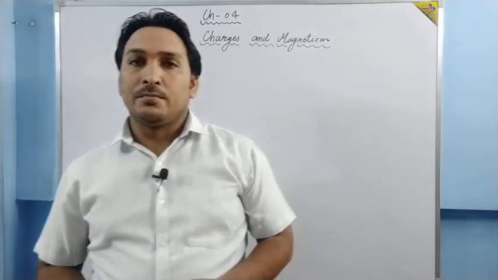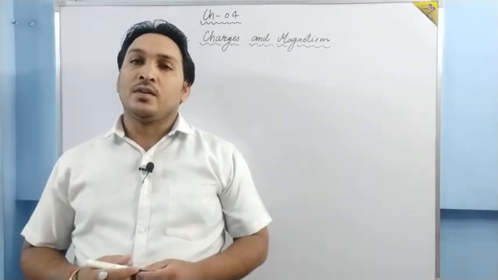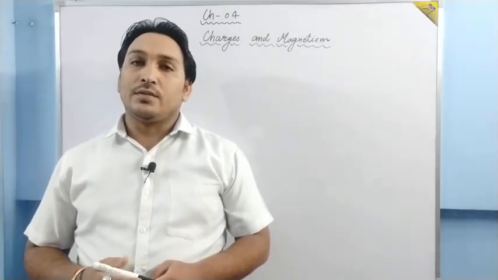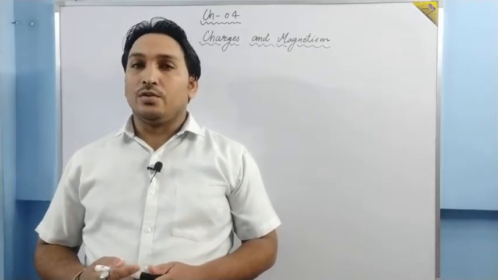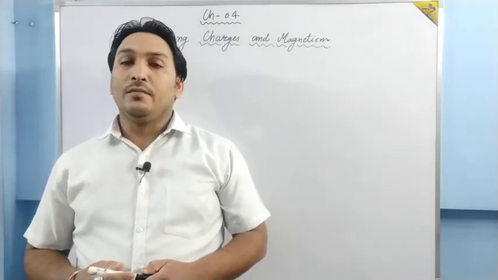Hello dear students, as you all know we are doing chapter number 4, moving charges and magnetism. This is going to be the last lecture of the chapter. In the last video lecture we discussed the moving coil galvanometer. Today we are going to learn the conversion of a galvanometer into an ammeter and voltmeter.